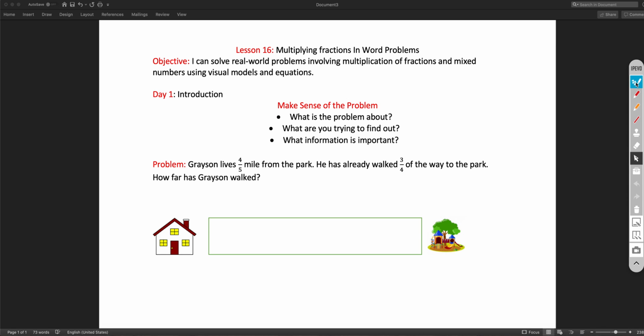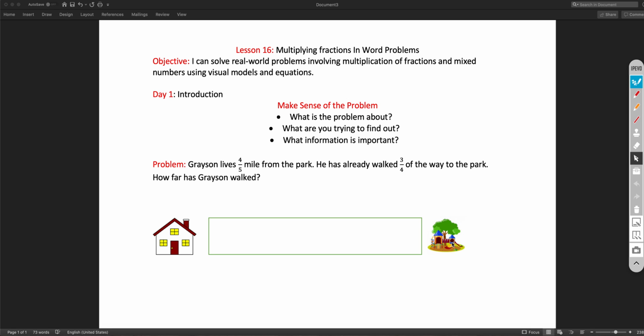Let's read the word problem one more time. Remember, it's very important to read the problem 3 times to really understand what we're trying to solve. Grayson lives 4/5 miles from the park. He has already walked 3/4 of the way to the park. How far has Grayson walked?